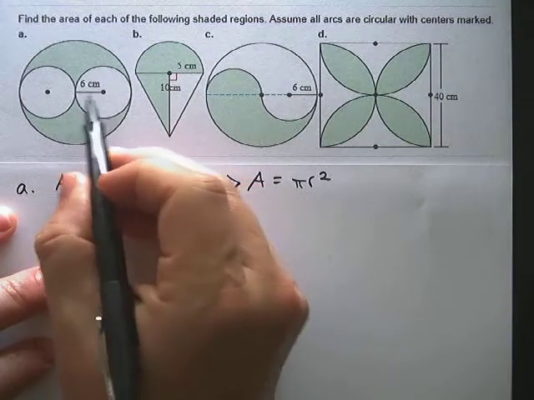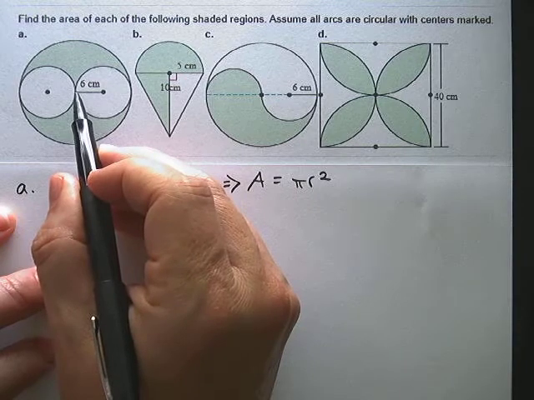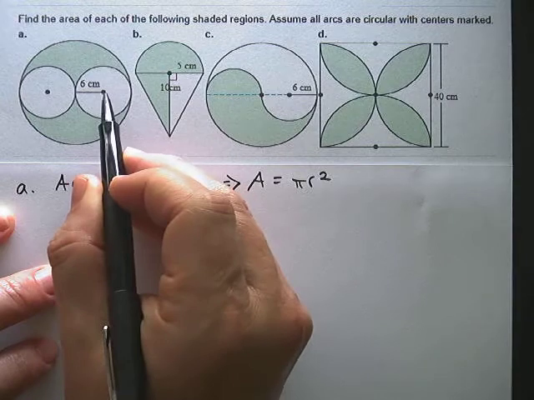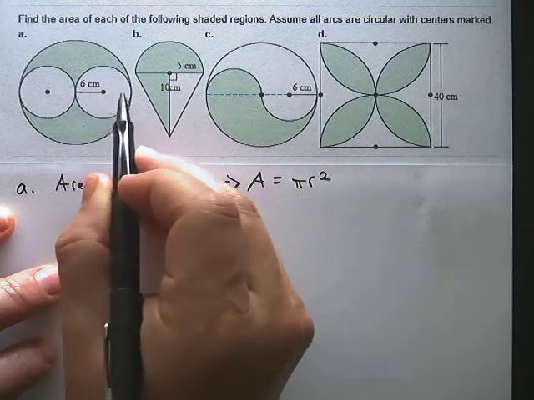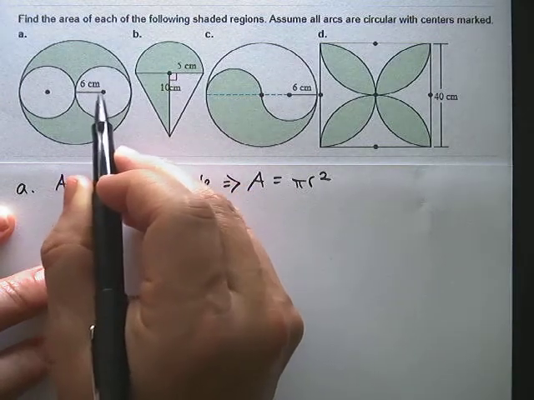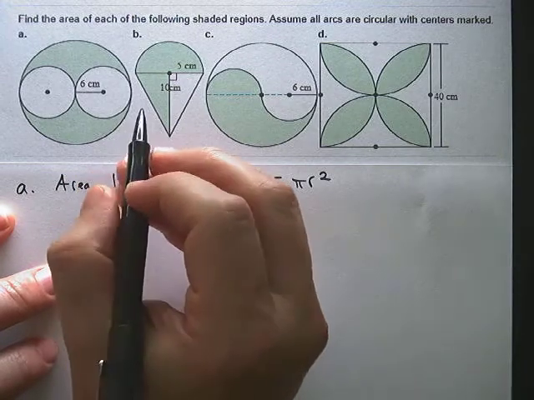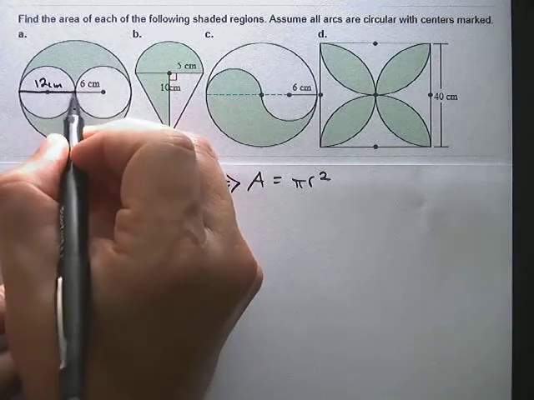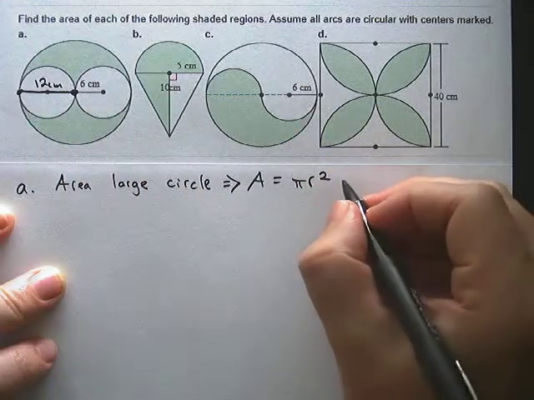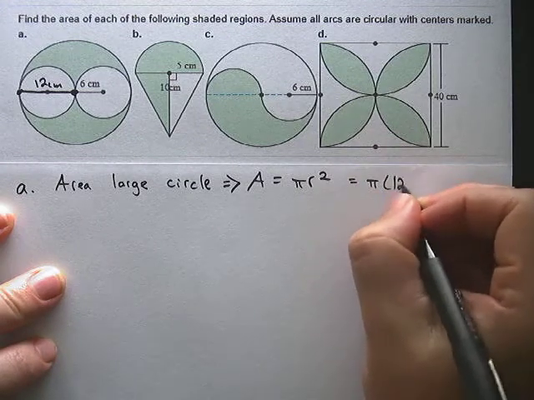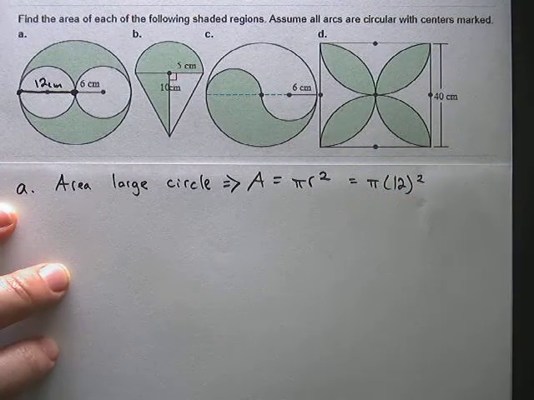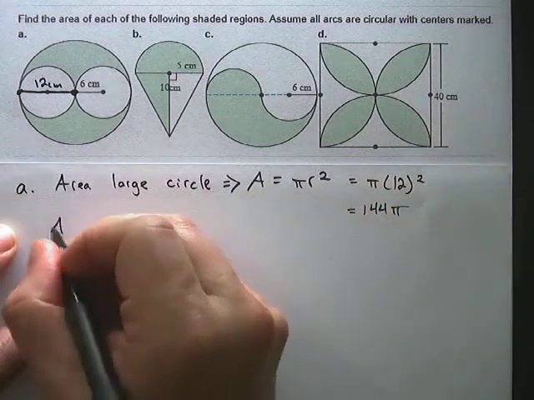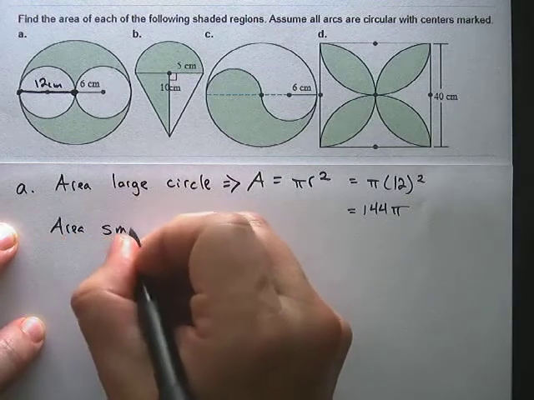So we can deduce that if this is 6, this looks to be the center of the circle. If this is 6 from here to here, then this is also 6 from here to here. So from here to the center, all the way, would be 12. So we'll assume that this has a radius of 12 centimeters, which means that the area of the large circle is equal to pi times 12 squared. So 144 pi.